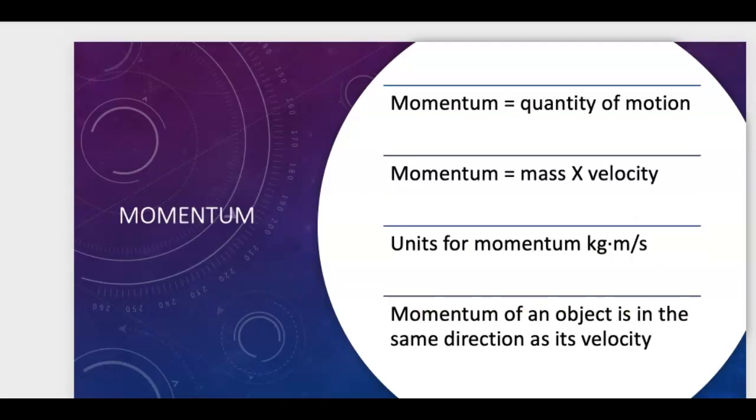Momentum is a quantity of motion. Momentum is mass times velocity. So the units for momentum are kilograms times meters per second. Notice that this is similar to force, which was kilograms times meters per second squared, or mass times acceleration. Momentum of the object is in the same direction as its velocity. So make sure you don't get these mixed up.